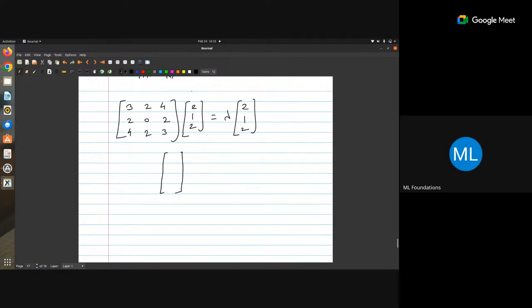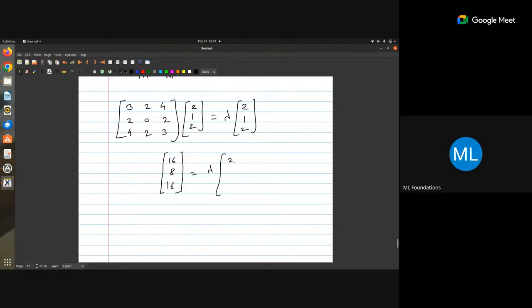So 3 times 2 is 6, 6 plus 2 is 8, and 8 plus 8 is 16, right? 16. Then 2 times 4 is 8, 8 plus 4 is 12, 12 plus 6 is 18, right? The second one is 8, right? The third one is also 16. The third one: 8 plus 2 is 10, 10 plus 6 is 16. The second one is 8, and the third one is 16. Okay, 16.